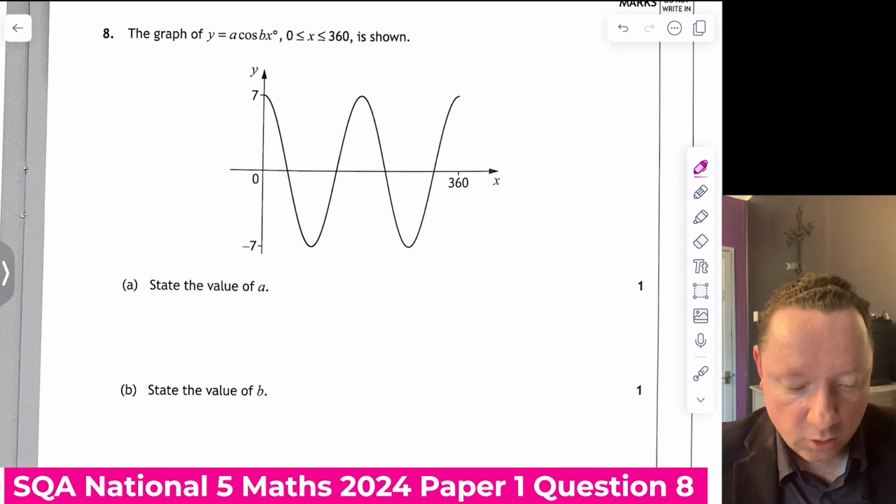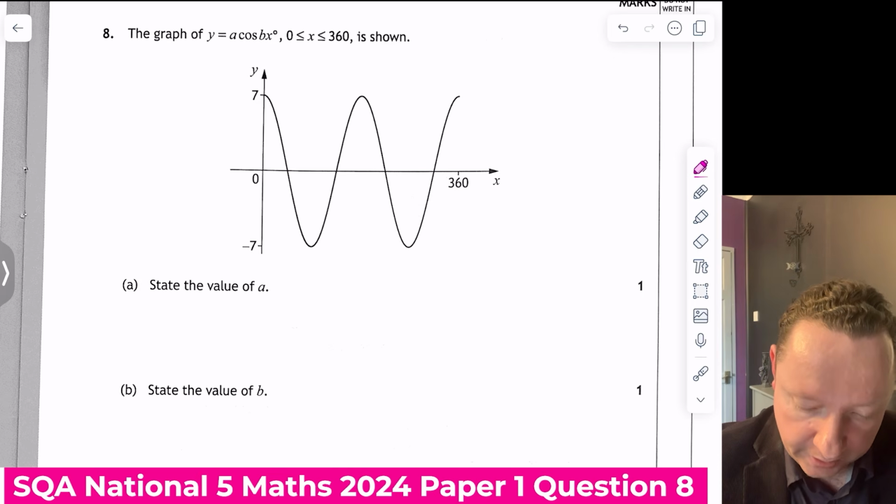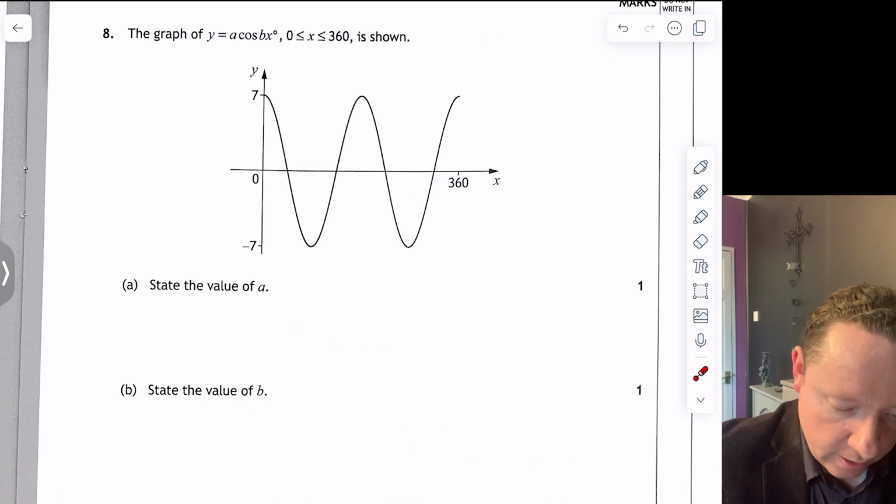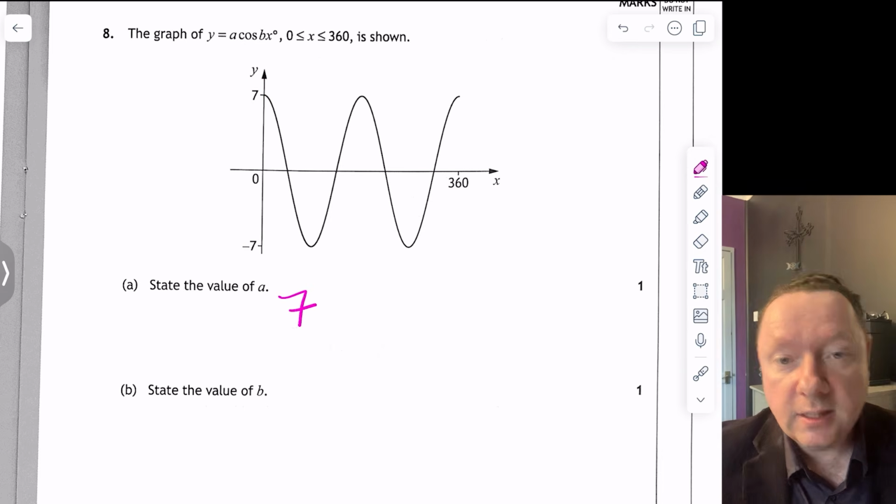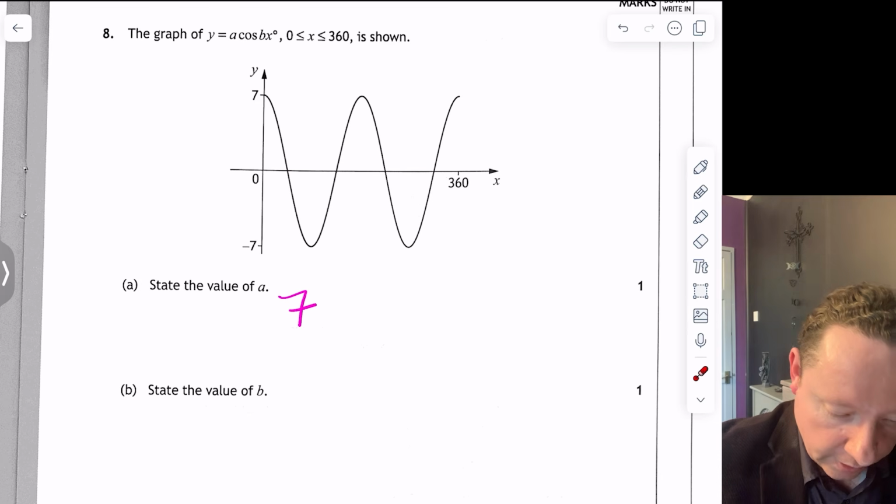SQA National 5 Maths 2024, paper 1, question 8. The graph of y equals A cos bx is shown. Find the value of A and B. Okay, so for A, I check the amplitude. It goes to 7 and minus 7. So it literally is just 7. And then for B, I'm seeing how many waves there are up to 360. Well, that's 1, that's 2. So it's just 2. And we're done there.